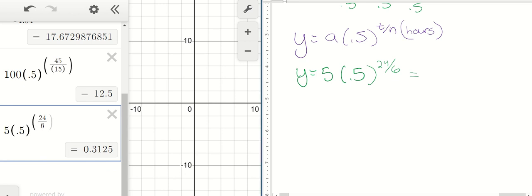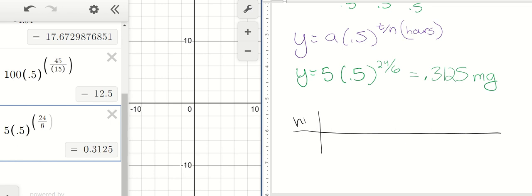And you end up with 0.3125 milligrams of plutonium. Now, if you are a chart person, let's start with hours and then plutonium in milligrams.